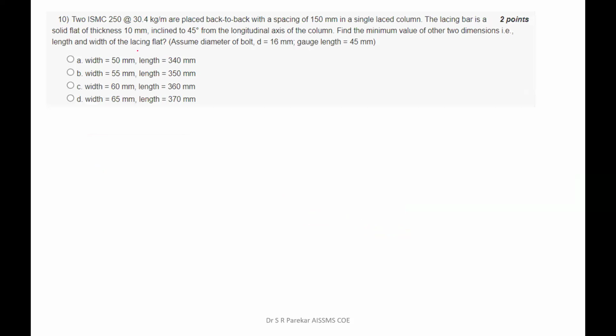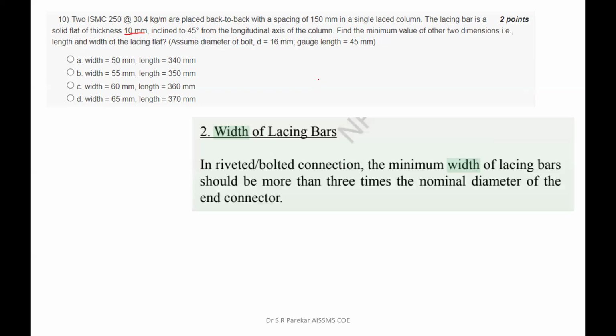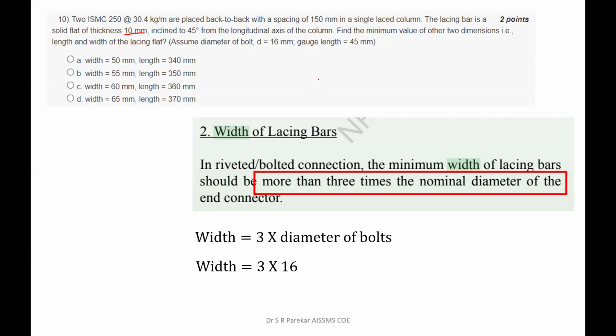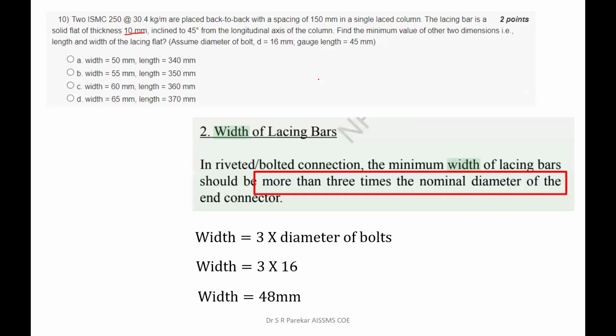Then we have two ISMC 250 placed back to back, single lacing. The lacing bar is a solid flat of thickness 10 mm, inclined at 45 degrees from the longitudinal axis. Find the minimum values of the other two dimensions, that is length and width of lacing flat. The diameter of bolt is 16 mm and gauge length is 45 mm. Now the width of lacing bar we have seen is 3 times the bolt diameter. So 3 into 16 is 48. So we can take the width of lacing as 50 millimeters.